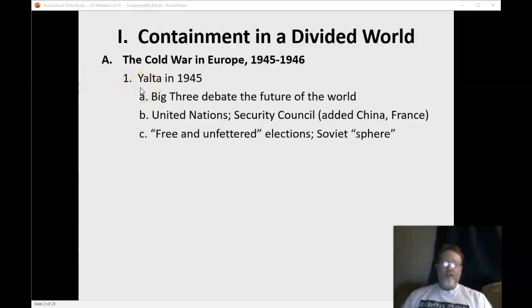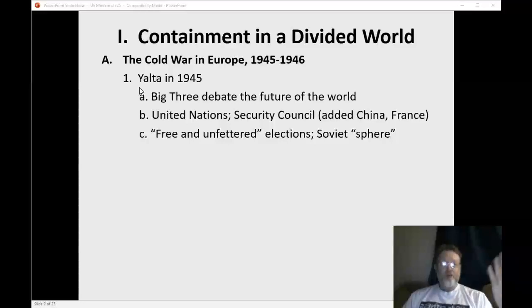One of the things also discussed at Yalta was the desire by England and America, the West, for free and unfettered elections in Eastern Europe. In other words, once the war ended, the Soviets should pull back into the Soviet Union, and all of Eastern Europe, which comprises 10 or 15 countries, should be given free elections, allowed to determine their own course and destiny. The Soviets, however, counter this by arguing they need a Soviet sphere.